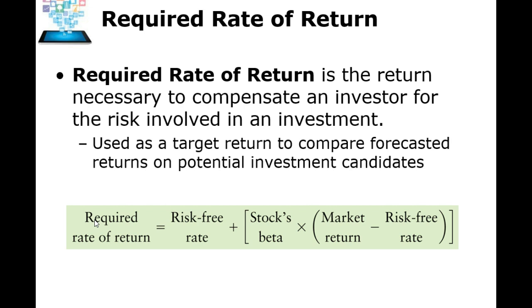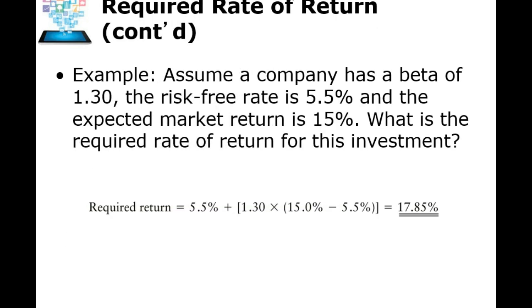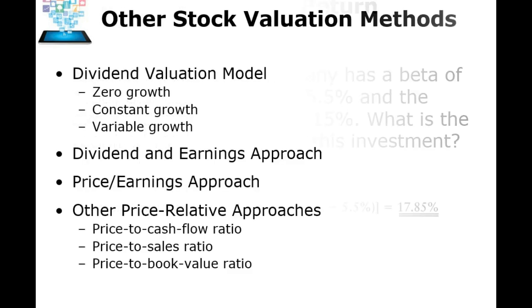And then if our forecast showed that the return would actually be equal to or greater, then that would be a buy recommendation. This is just a quick example: if you had a beta of 1.3, a risk-free rate of 5.5, and a market return of 15%, then your required rate on this stock would be 17.85%, which is greater than the market return because the stock has more risk involved.